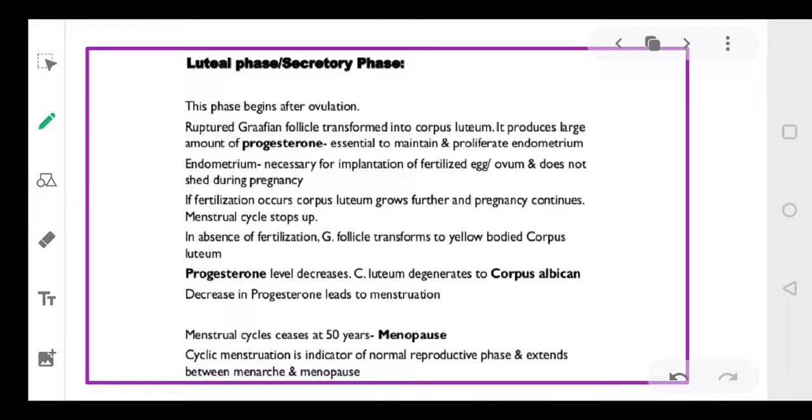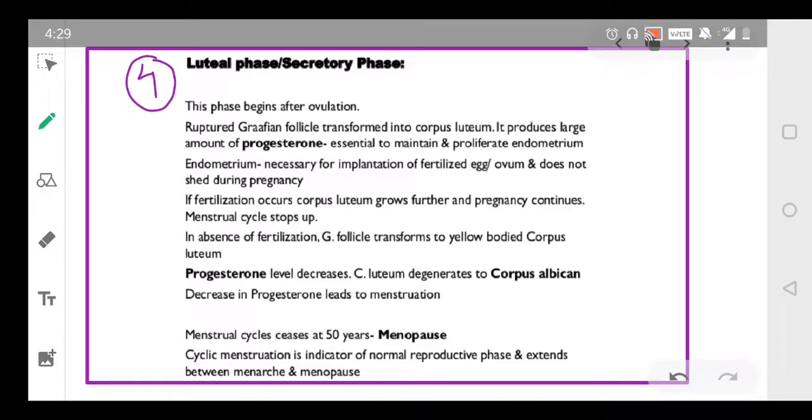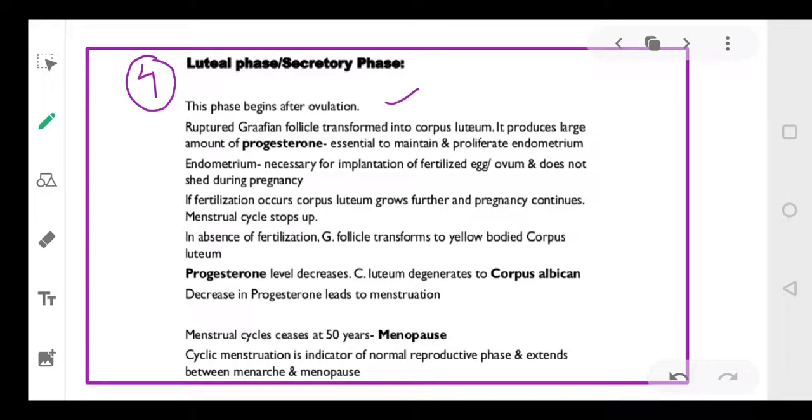The fourth phase is the luteal phase. Now, this phase begins after ovulation. As I told you, the third phase is your ovulation, and ovulation generally occurs on the 14th day when the highest level of LH and FSH is detected. The ruptured Graafian follicle will transform into the corpus luteum, and it produces a large amount of progesterone. This large amount of progesterone is needed to maintain the endometrium lining, and this endometrium is necessary for the implantation of the zygote, which will result in pregnancy.